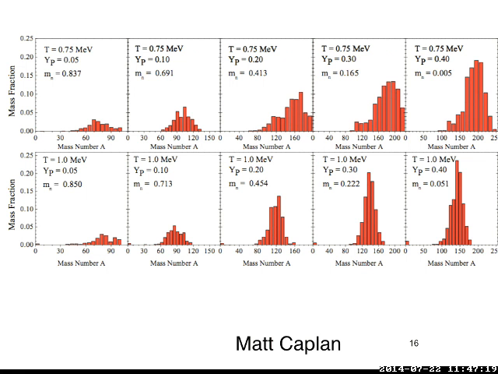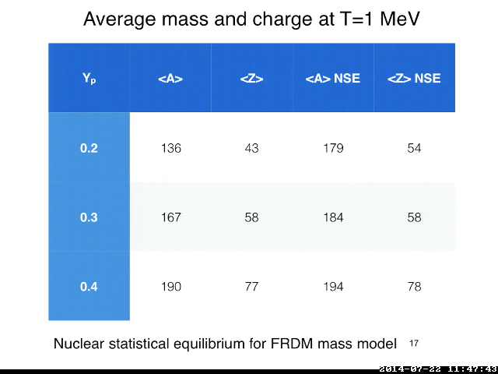And I should say, just look at the bottom panels. These are for different proton fractions. The temperature was 1 MeV. And so you get these mass 150 or more type nuclei. And actually these distributions are very close to typical nuclear statistical equilibrium.